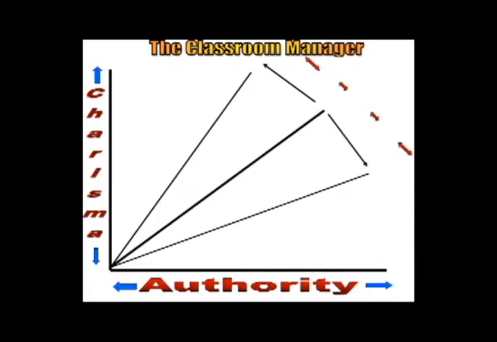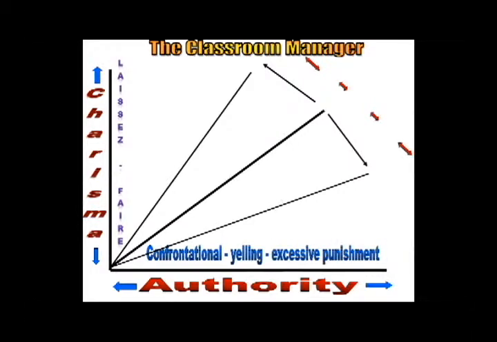The classroom manager schematic makes a comparison between a teacher's charisma and a teacher's use of authority. It considers that some teachers, when utilising too much charisma, develop a laissez-faire attitude, and when using too much authority, become confrontational, use yelling and excessive punishment in the classroom.